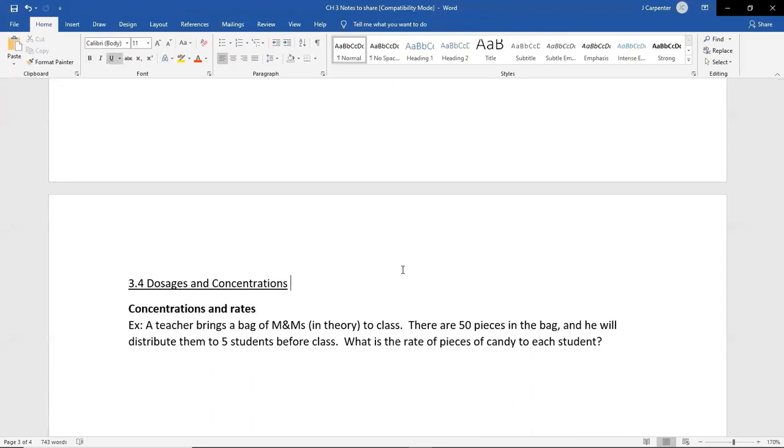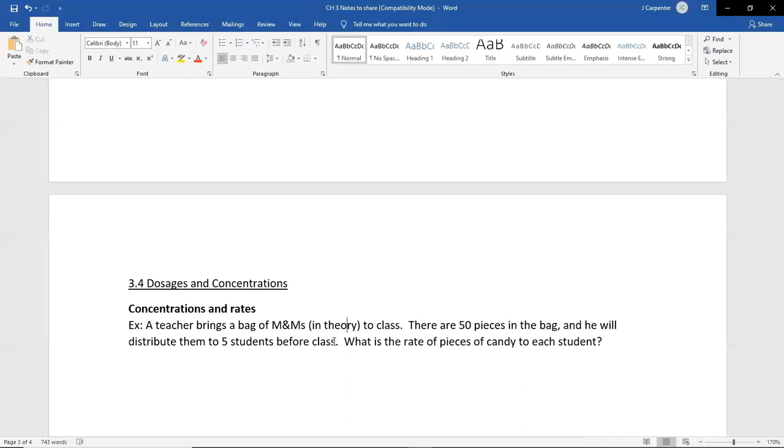And this problem is a lot more fun in an in-person class, especially when I don't actually bring M&Ms to class. That's why I say in theory. So a teacher brings M&Ms to class in theory. So I just gave you all virtual M&Ms. I've got 50 of my virtual M&Ms in the bag, and I'm going to distribute them to 5 students before class. So let's say it's 3 minutes before class and 5 students are in the Zoom call.